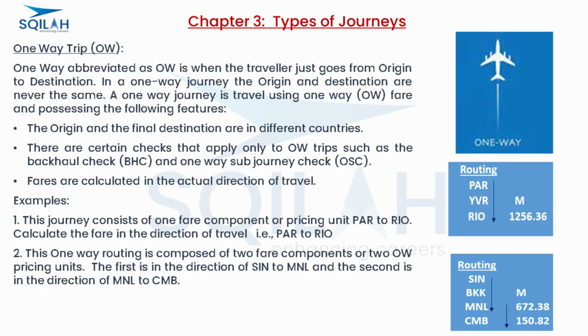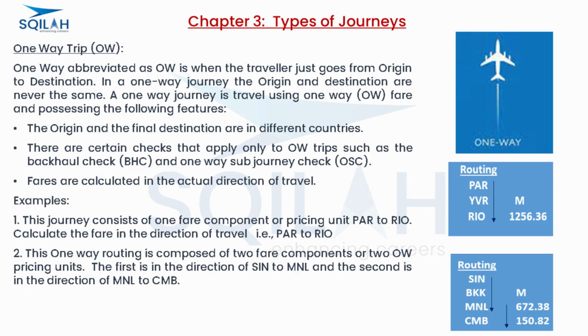One-way trip, OW. One-way, abbreviated as OW, is when the traveler just goes from origin to destination. In a one-way journey the origin and destination are never the same. A one-way journey is travel using one-way, OW, fare and possessing the following features. The origin and the final destination are in different countries.